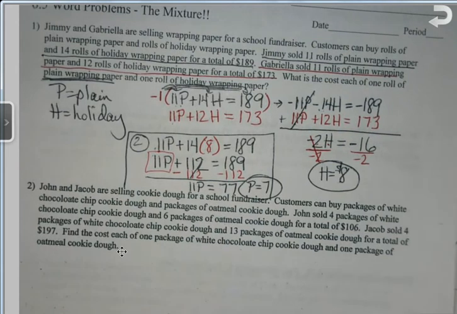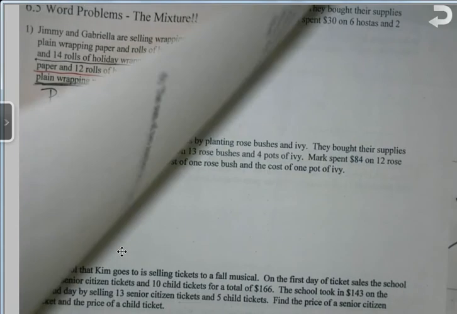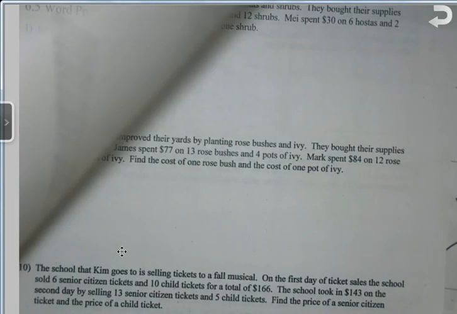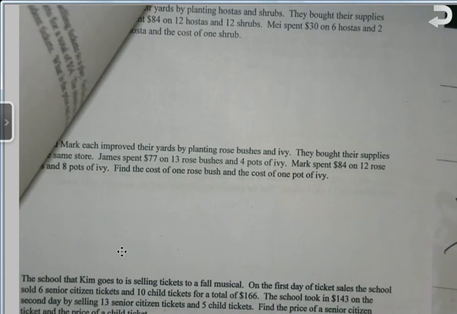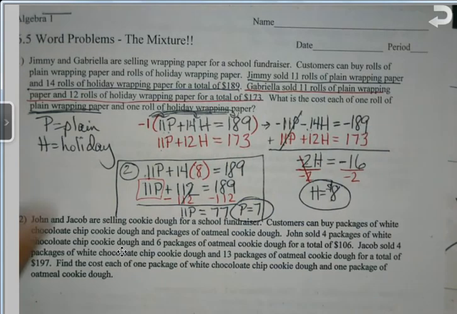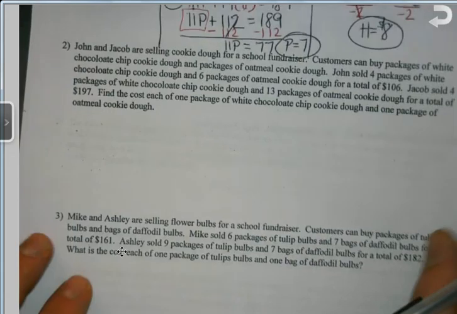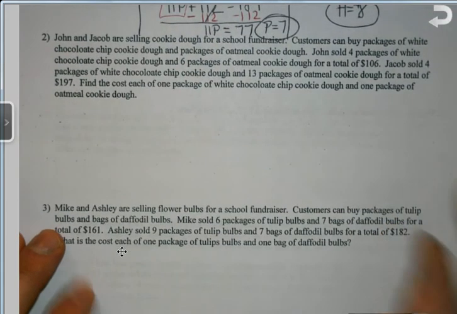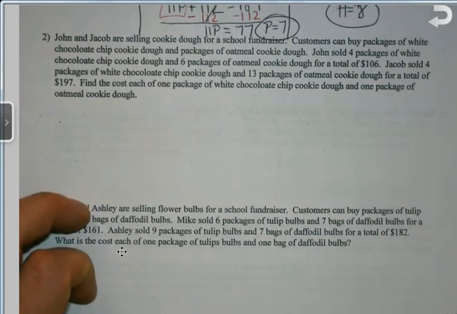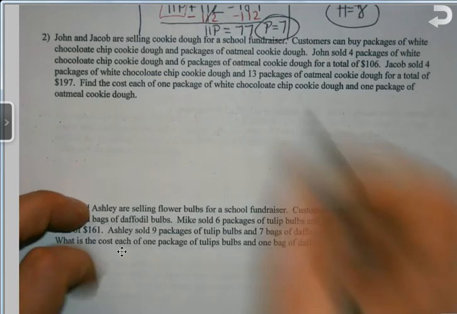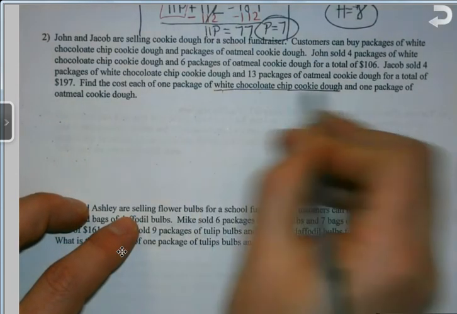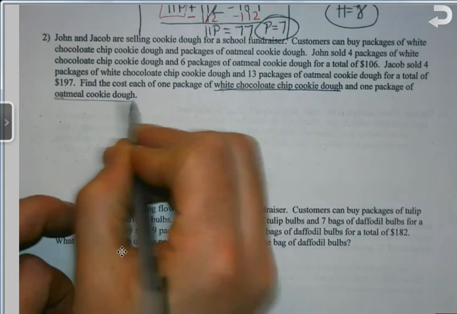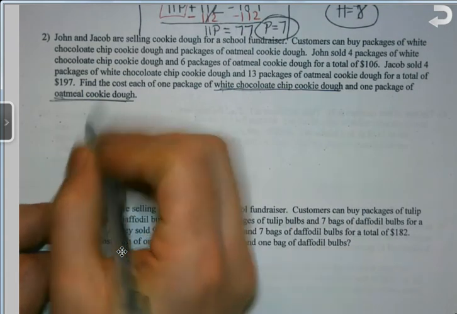So what I'm going to do is numbers 1 and 2 with you. And then I'm also going to do number 4. Because everything else will kind of go along with that. So, okay, let's bump up to number 2 here. So now we've got cookie dough we're selling. All right, what kinds have we got here? White chocolate chip cookie dough and oatmeal cookie dough. All right.